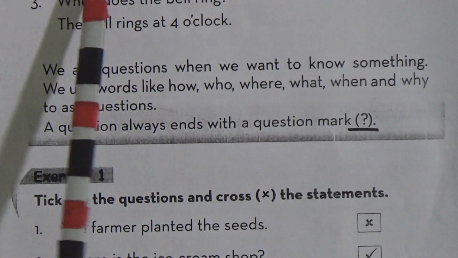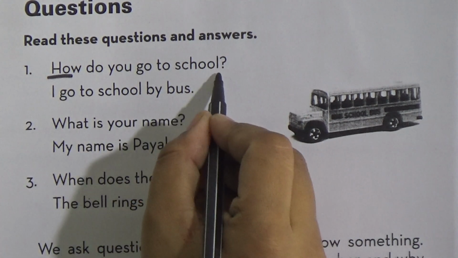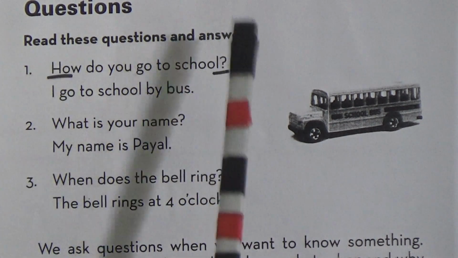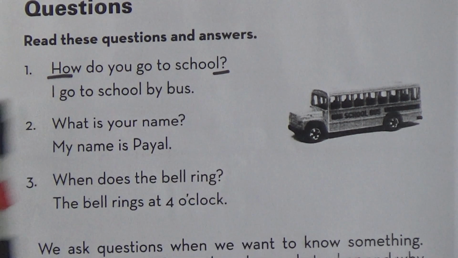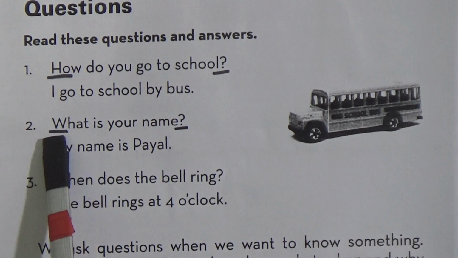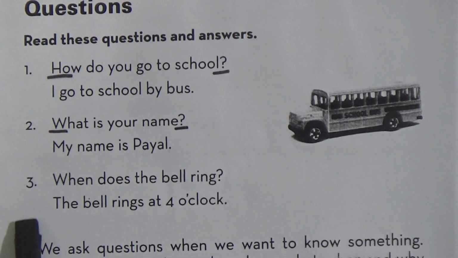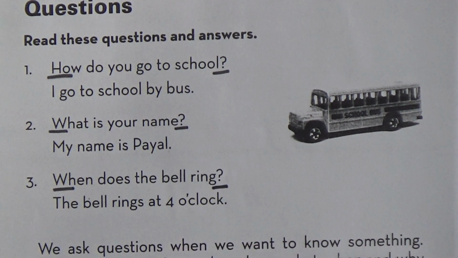Now in this sentence, how do you go to school? It starts with this word how and ends with this question mark. So this is a question. How do you go to school? I go to school by bus. And number 2, what is your name? It starts with what and ends with a question mark. My name is Payal. And number 3, when does the bell ring? It starts with when and ends with this question mark. The bell rings at 4 o'clock.